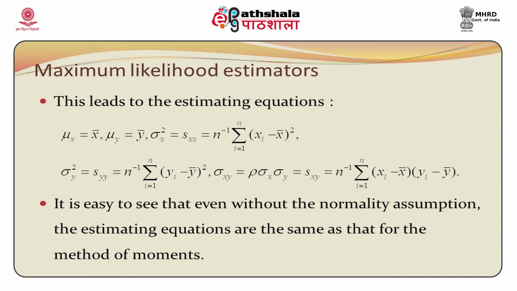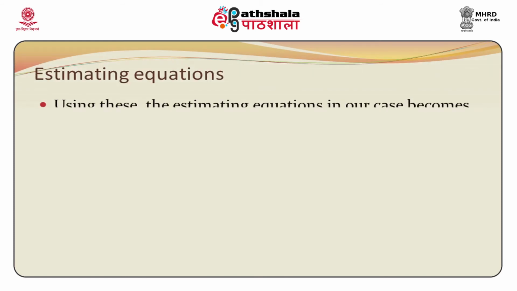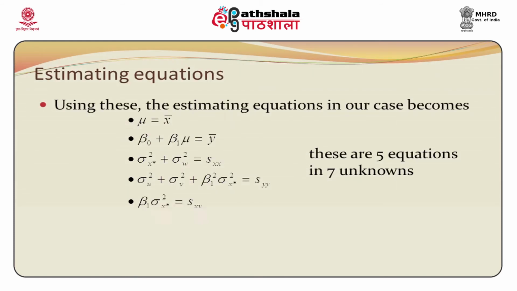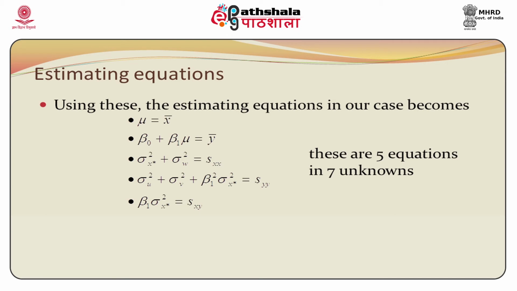If we look at what is mu x for us, the mean of x is mu. So, mu must be equal to x bar, that is the first equation. Mean of y is beta naught plus beta 1 mu, so that must be equal to y bar. Variance of x is sigma x star square plus sigma w square, that must be equal to SXX. Similarly, sigma u square plus sigma v square plus beta 1 square sigma x star square must be equal to SYY. And finally, the covariance beta 1 sigma x star square would be equal to the sample covariance SXY.